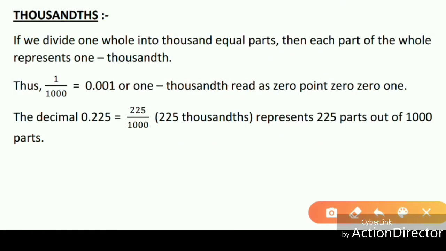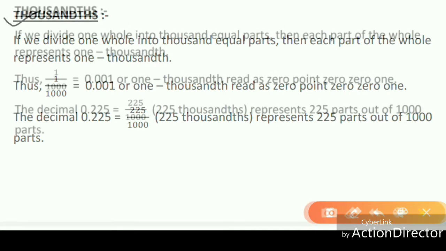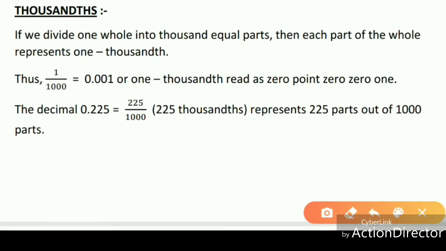Now here we discuss thousandths. If we have one whole box and we divide this box into 1000 equal parts, then each part of the whole represents one thousandth. Thus 1 upon 1000 is equal to 0.001, read as zero point zero zero one. The decimal 0.225 is equal to 225 upon 1000. So 225 thousandths represents 225 parts out of 1000 parts.